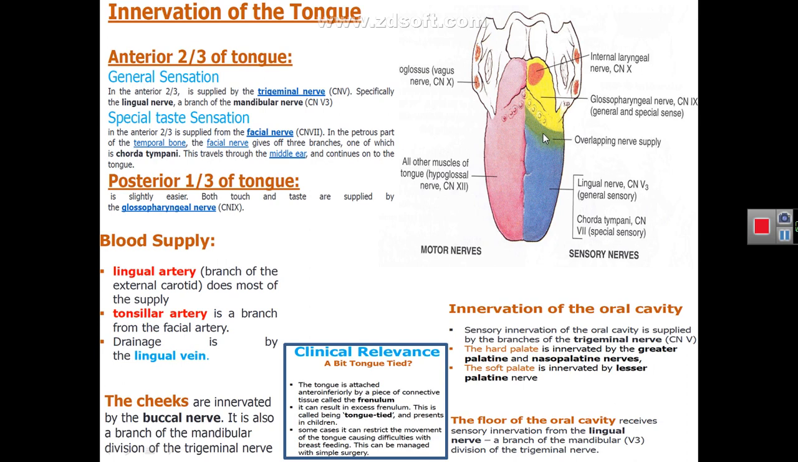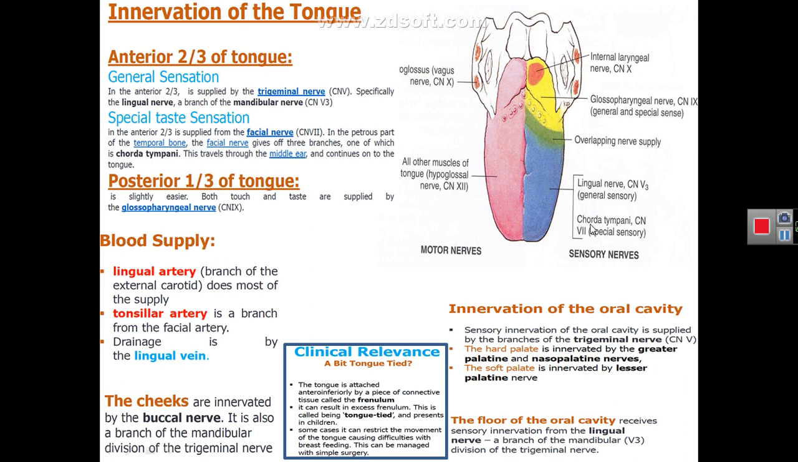So, regarding the mucosal nerve supply to the tongue, the anterior two-thirds, which is the body of the tongue anterior to the sulcus terminalis, is supplied in regard to general sensation, which is pain, temperature, and touch, by the lingual branch of the mandibular nerve, while taste sensation is supplied by the chorda tympani branch of the facial nerve.